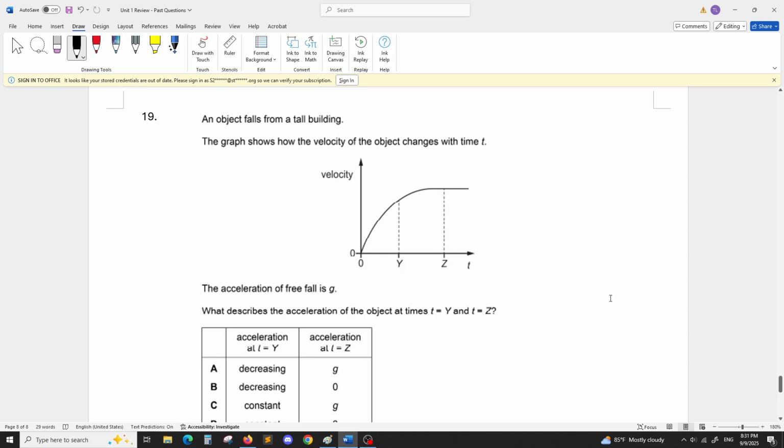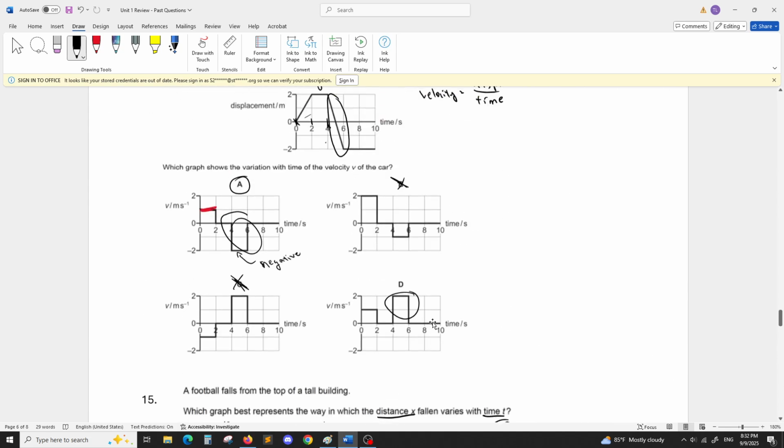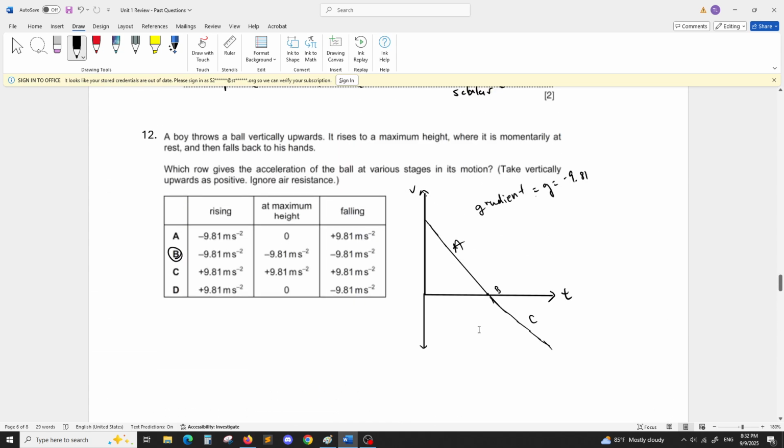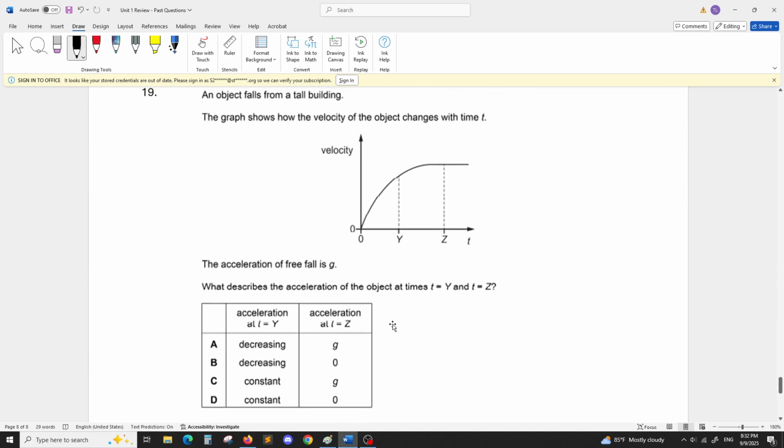Okay, number 19. An object falls from a tall building. The graph shows how the velocity of the object changes with time t. The acceleration of free fall is g. What describes the acceleration of the object at time t equals y and t equals 0? So this is a similar problem to what we just did. We noticed that our slope is always going to be negative, so our gradient is always going to be negative, and thus our acceleration is always going to be negative.